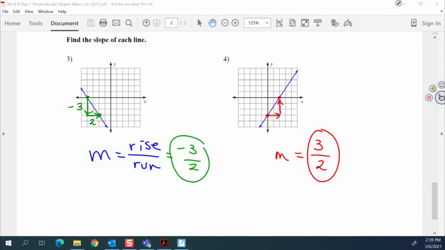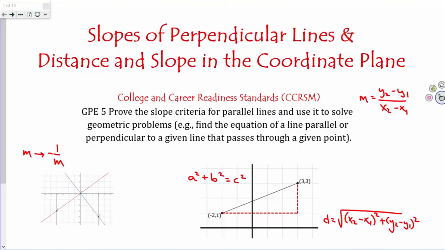The important thing to point out about slope is that the signs do matter. You have to think through, am I going in the positive x or negative x, positive y or negative y direction? All right, this video was about slopes of perpendicular lines. You get negative reciprocals and why that happens, and also looking at distance and slope in the coordinate plane.